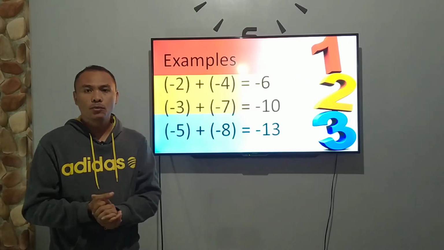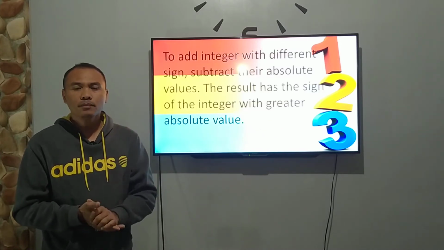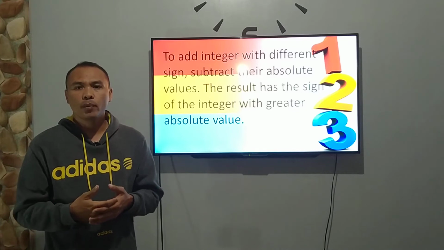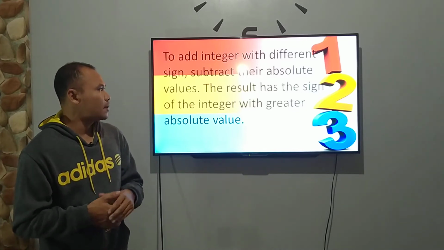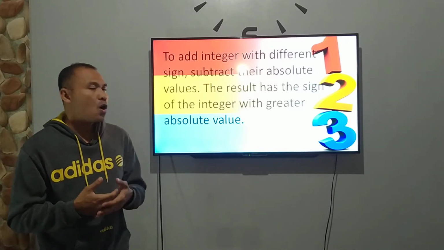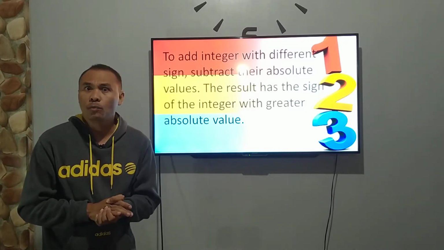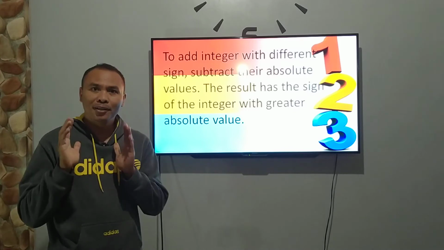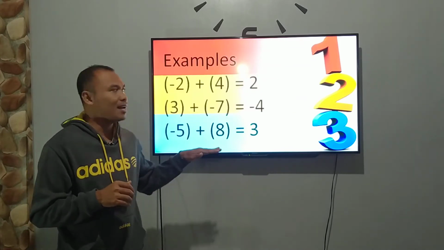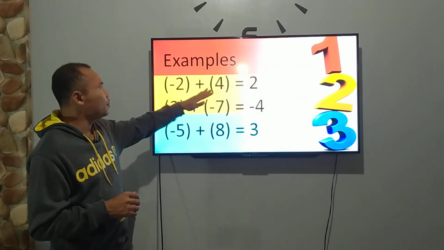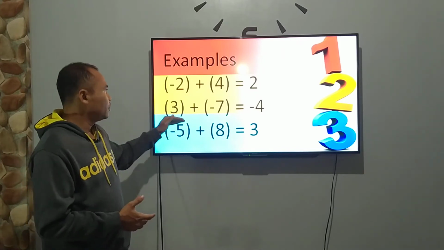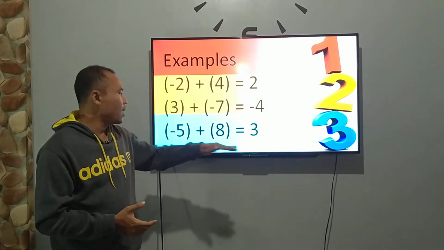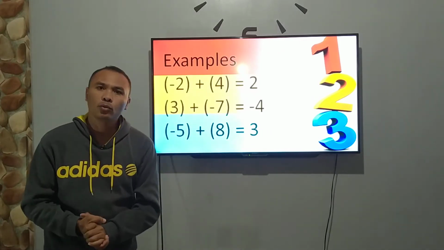And the last rule is that to add integers with different sign, subtract their absolute values. The result has the sign of the integer with greater absolute value. Paano? Ganito siya kadali. Tingnan natin ang examples. We have negative 2 plus 4 is equal to 2. Negative 3 plus 7 is 4. Negative 5 plus 8 is equal to 3.